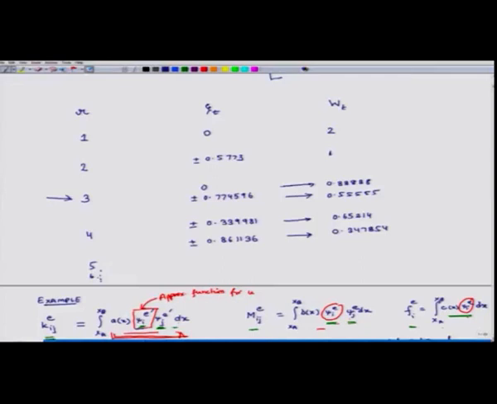So, the first quadrature point will be 0. So, I have to evaluate this function f hat at zeta equals 0, at zeta equal to plus 0.774596 and at minus 0.774596. These are the three places where I have to evaluate the f hat function.